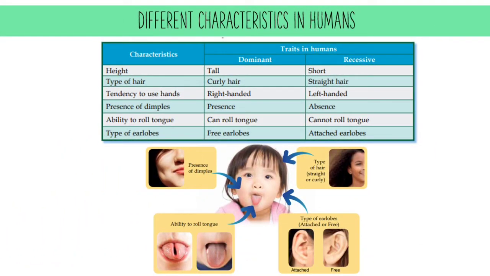So these are examples of dominant traits and recessive traits in human. For height, tall is dominant while short is recessive. For type of hair, curly hair is dominant while straight hair is recessive. Right-handed is dominant while left-handed is recessive. Presence of dimples is dominant, while absence of dimples is recessive. Can roll the tongue is dominant, cannot roll the tongue is recessive. And free earlobe is dominant, while attached earlobe is recessive.